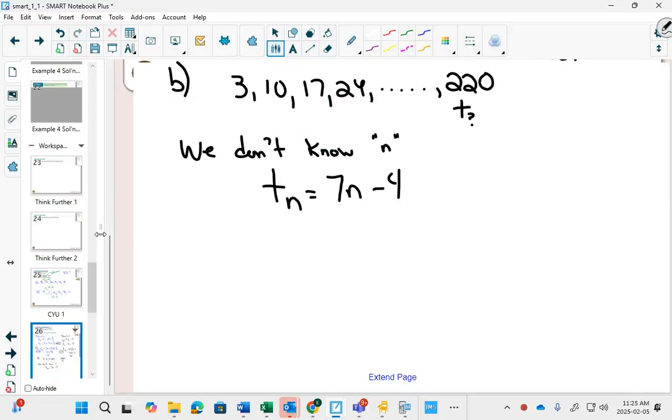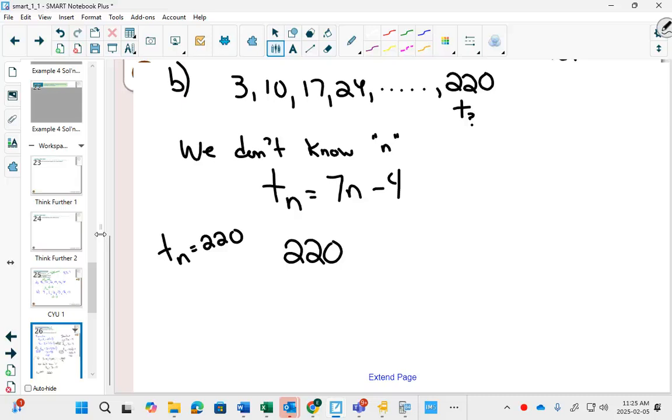Even though we don't know n, we know that it's going to equal 220 when we plug it in. So we are allowed to change the Tn to 220, even though we don't know the n. Does that make sense? Because your brain is going to be bothered a little bit. How can I plug something in when I don't know n? Well, the n doesn't matter there. That Tn just represents a random term.